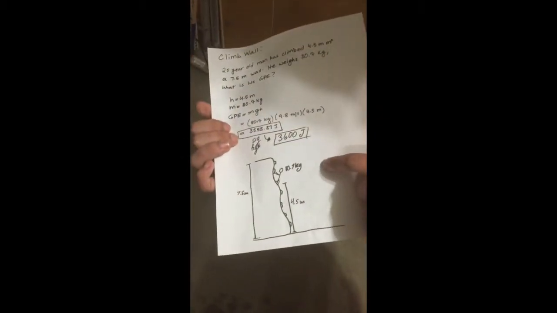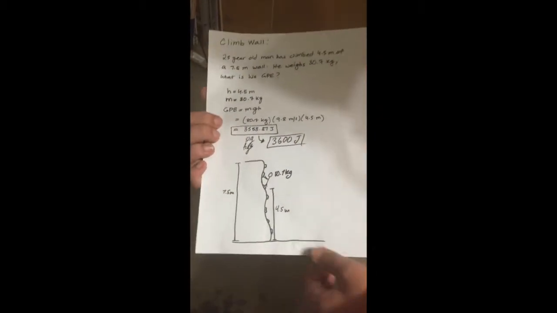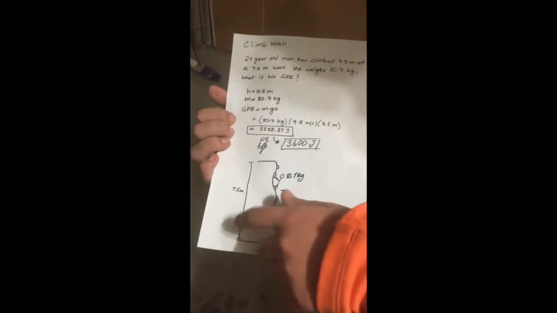Gravitational potential energy is the energy stored in an object due to its height. On the main deck, a man is climbing up a rock wall. He is 4.5 meters up the 7.5 meter rock wall. We can see here that he has a given mass of 80.7 kilograms. He is 4.5 meters up the wall, and the wall is 7.5 meters.